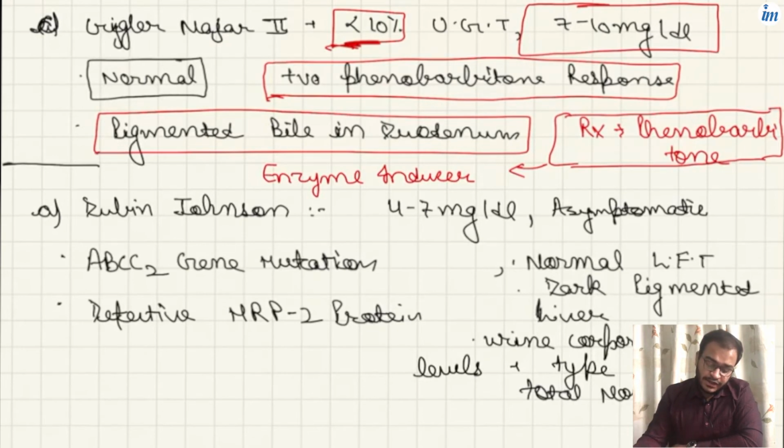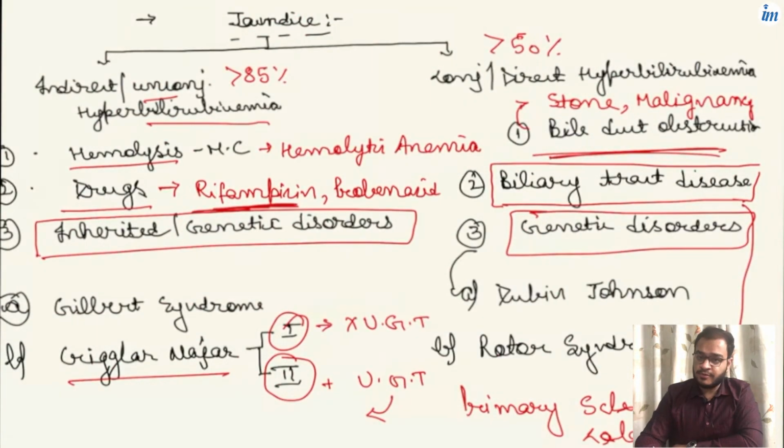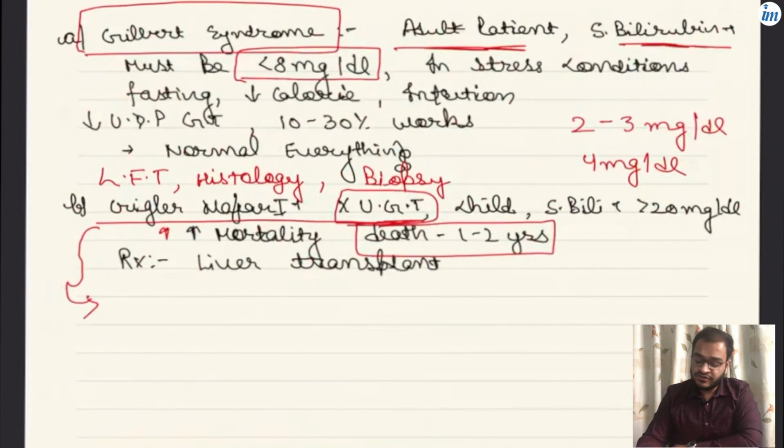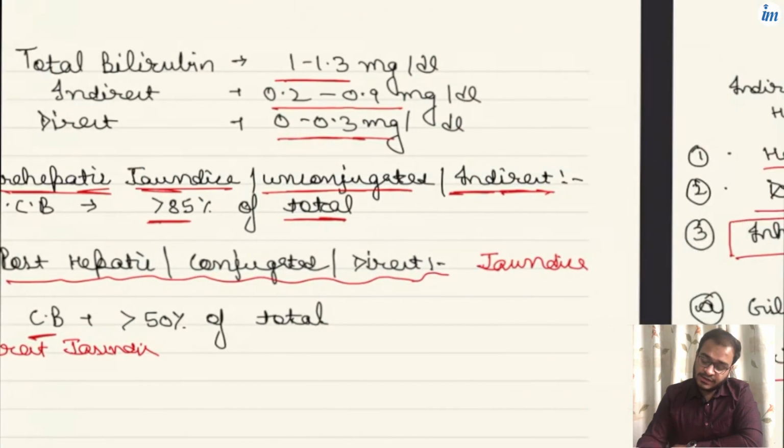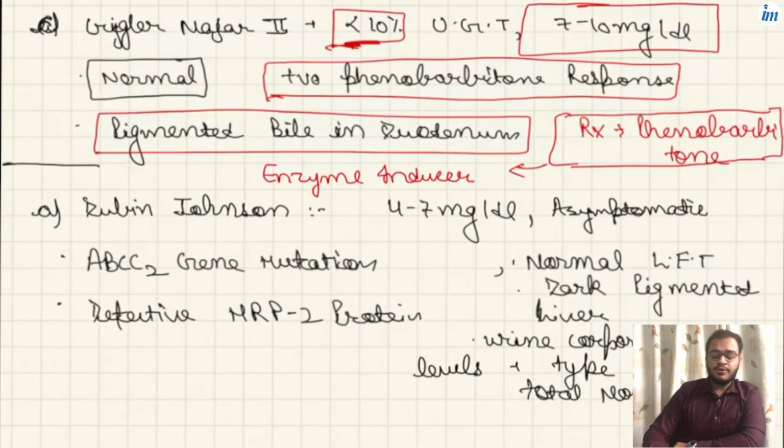If we talk about the genetic reasons of conjugated hyperbilirubinemia, one we get is Dubin-Johnson syndrome, and another we get is Rotor syndrome. Friends, what happens in Dubin-Johnson syndrome pathologically? There is a gene in the body, the ABCC2 gene, which undergoes mutation. The mutation is the sudden spontaneous change that occurs in the genetic constitution of a person.